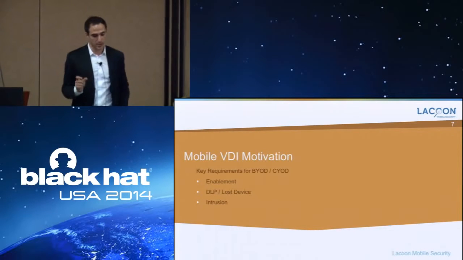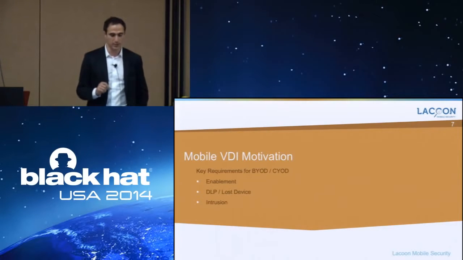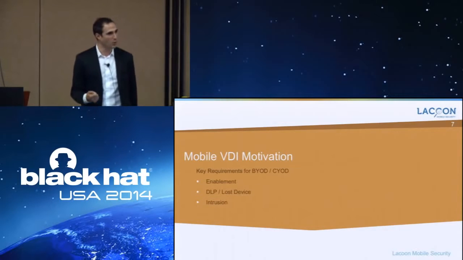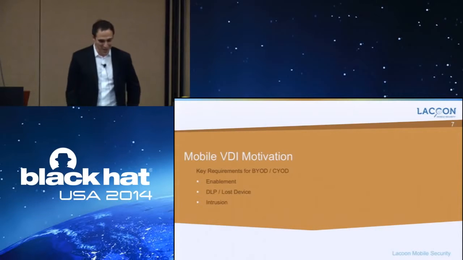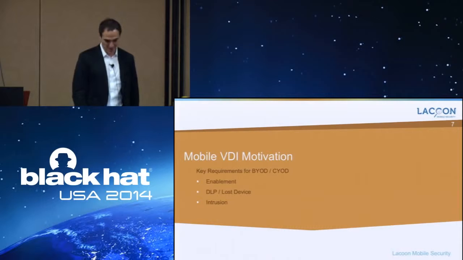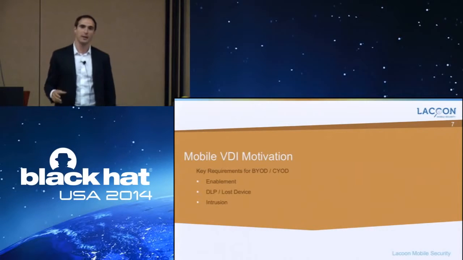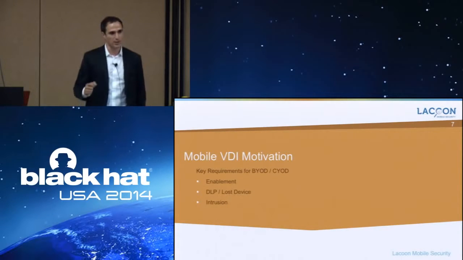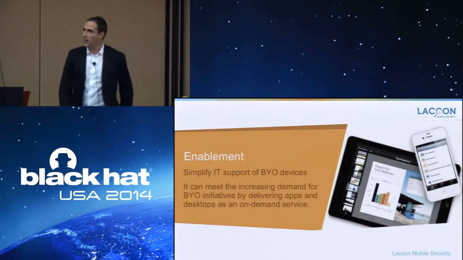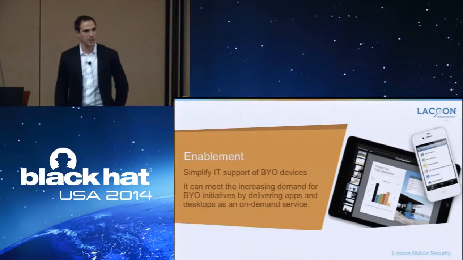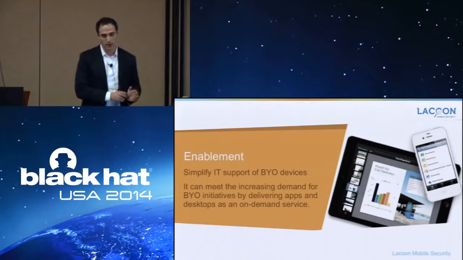The second aspect is DLP or device loss. So essentially, if I lose the device, if my device is stolen, this is usually a concern. As you all know, mobile devices, especially iPhones, are being stolen day and night. And the third aspect is intrusion, right? Someone can hack the device and leverage it as an endpoint, or as a point to attack the enterprise. So from an enablement standpoint, I would say this is the greatest value of VDI, right?